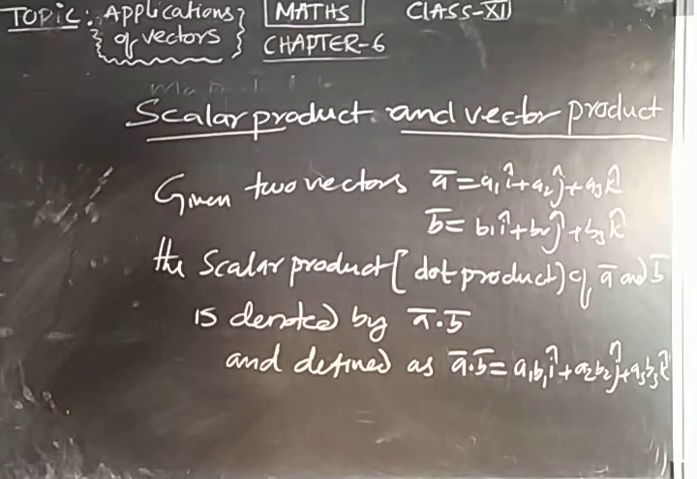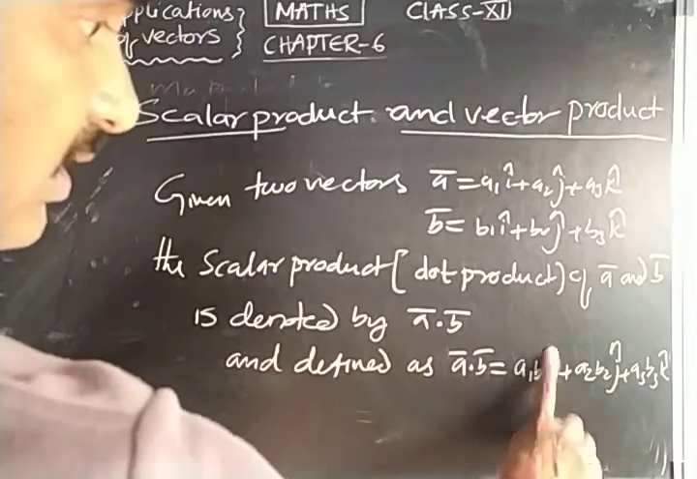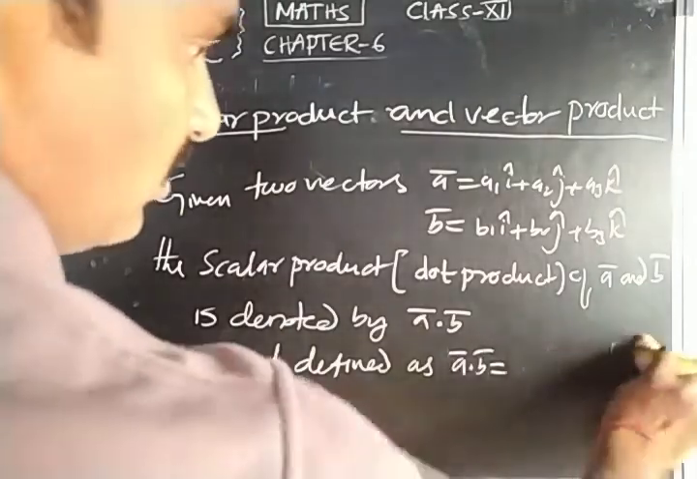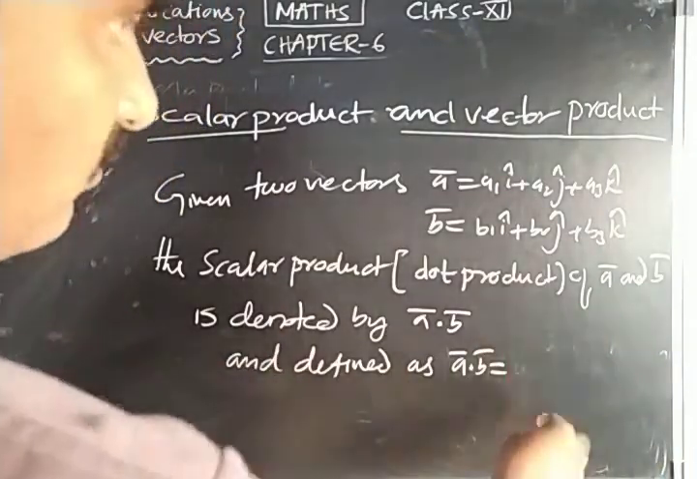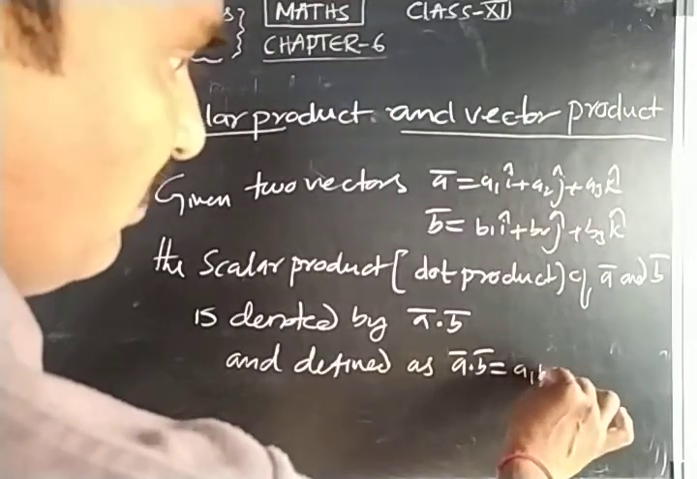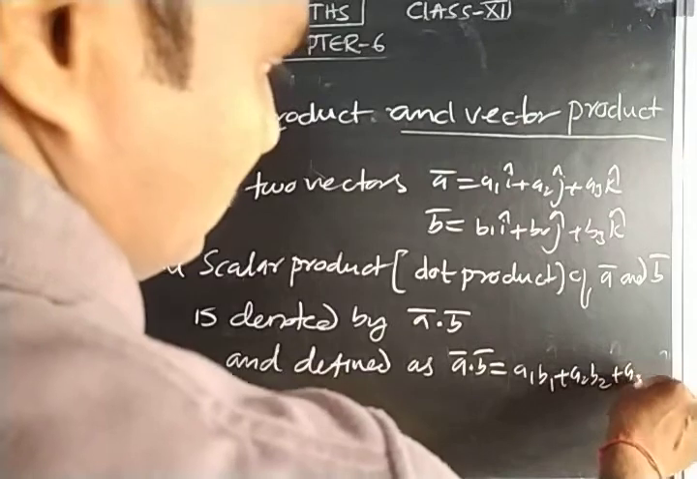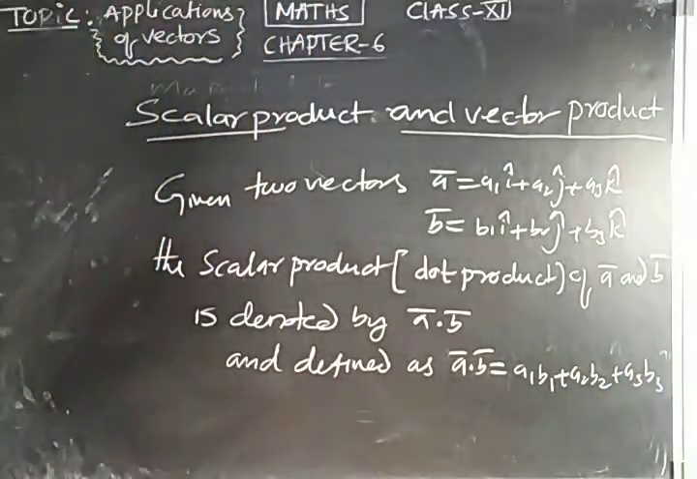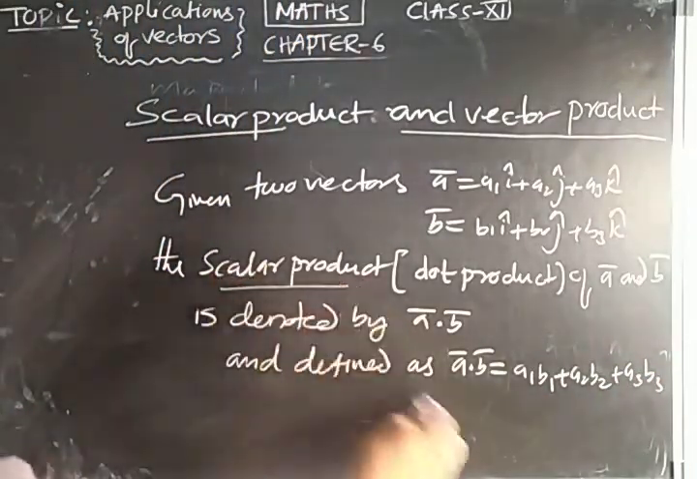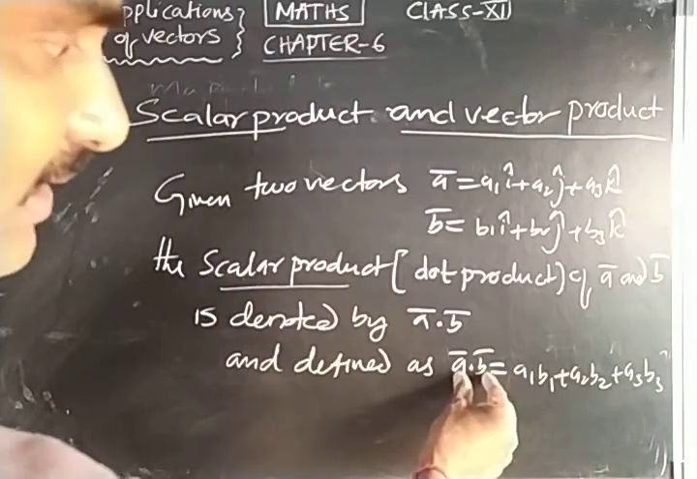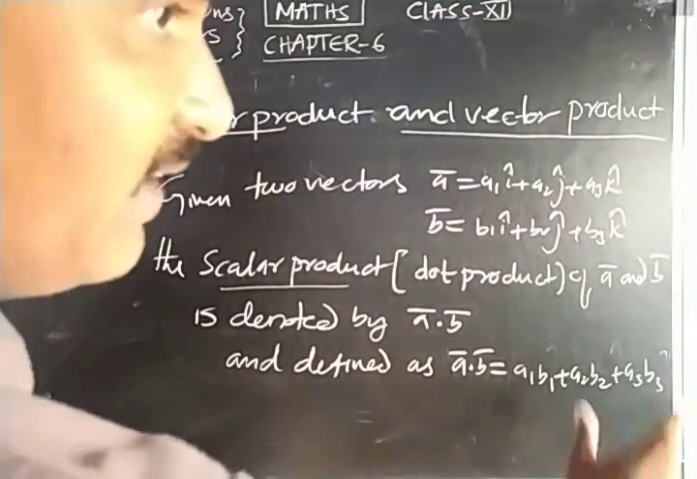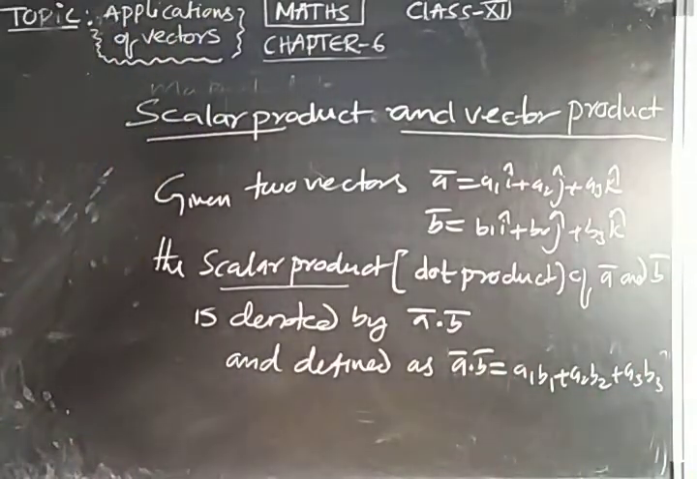We get the product of components a1 b1 plus a2 b2 plus a3 b3. You will get only a scalar, that's why it is known as scalar product. After making the dot product of two vectors, you will get the magnitude only. So here you will get only a scalar, not a vector.